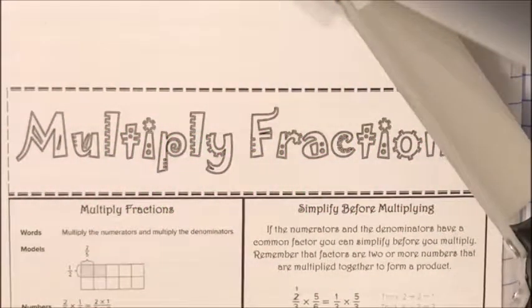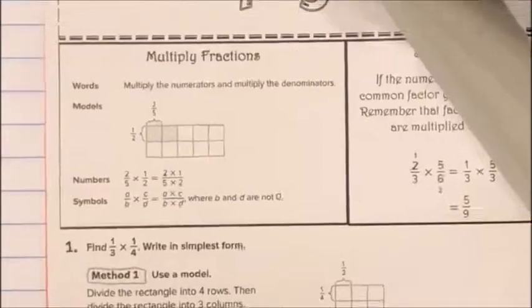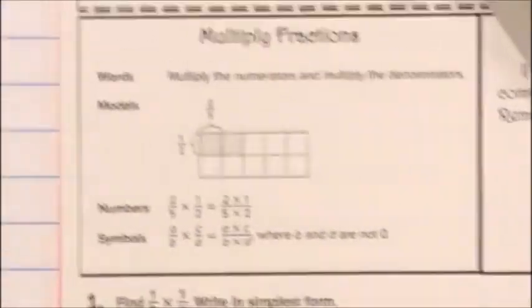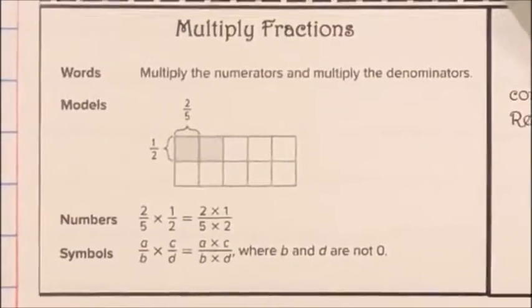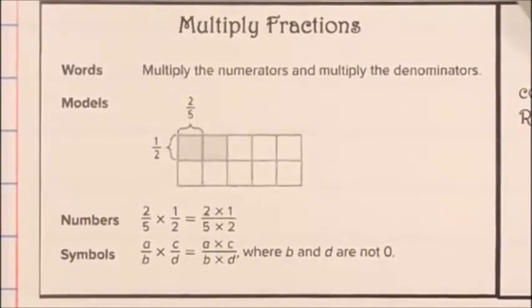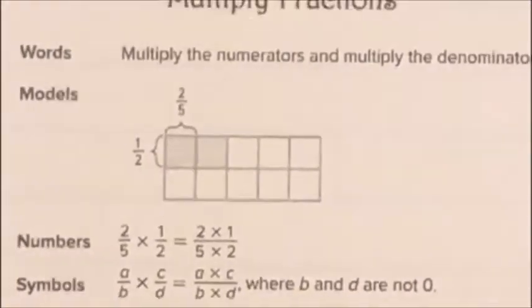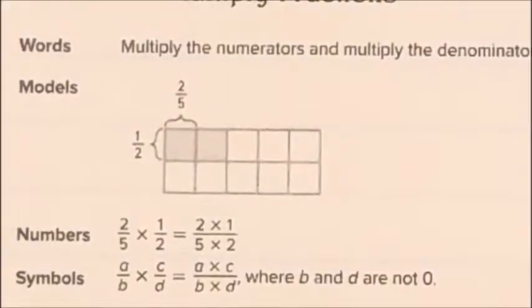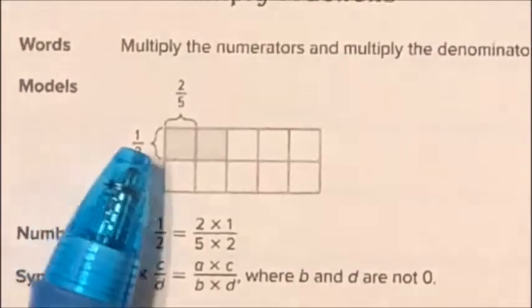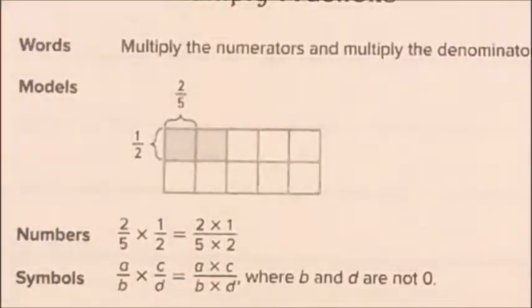Right, this is chapter 4, lesson 3, multiply fractions. Okay, so when we multiply fractions, in words, what we're saying is we're multiplying the numerators and then we're multiplying the denominators, okay? So like you can see in a model right here, for 1/2 times 2/5, okay?